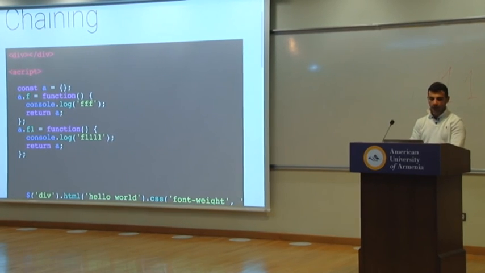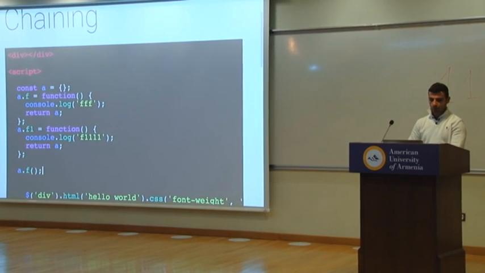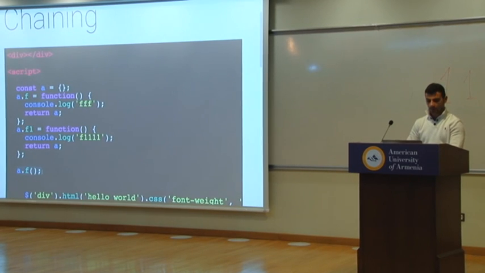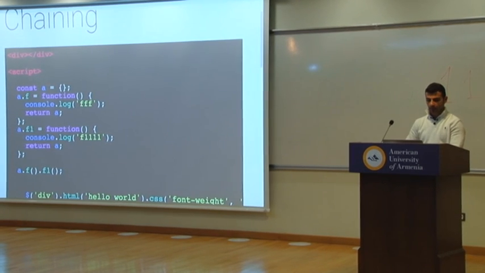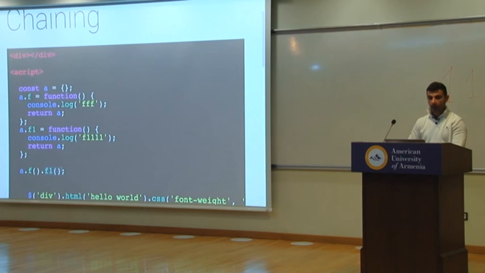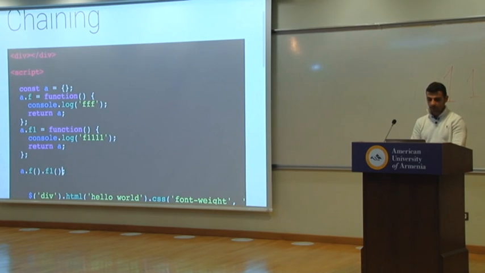So now, if I were to do a.f, what would this return? A. Right. So that means the result of this is A, yes? Well, if the result of that is A, and we know A has f1 on it, why can't I just do .f1? What does f1 return? What does A have inside? Two functions attached to it, right? So that means I can do .f1, or I could do .f, etc. Make sense?